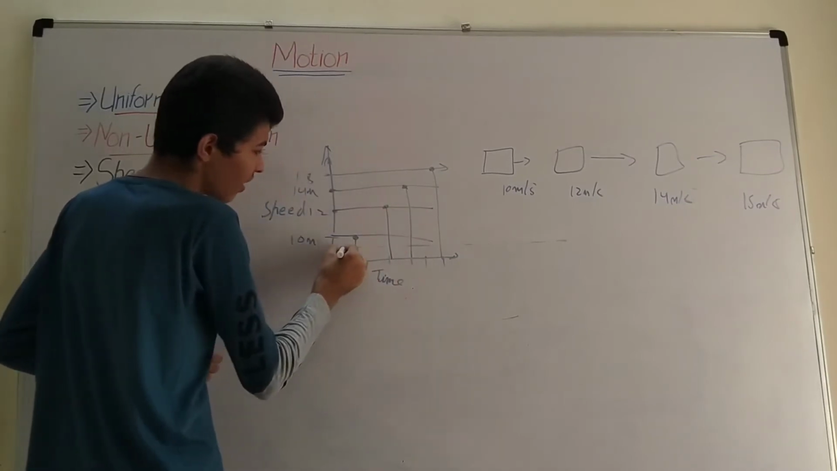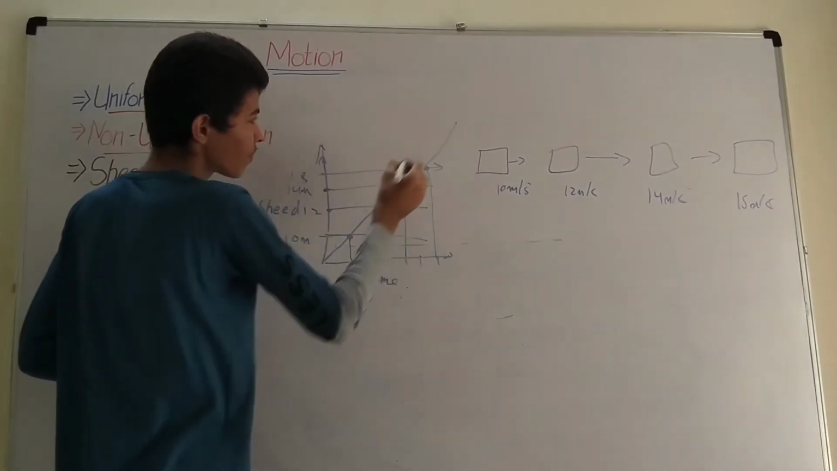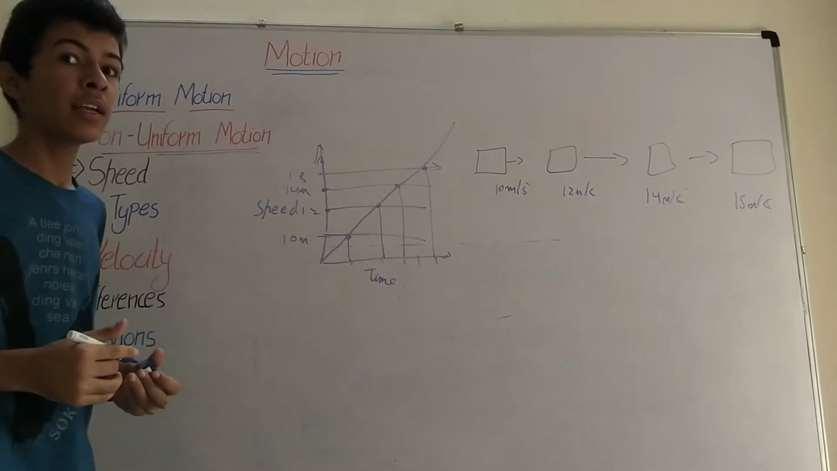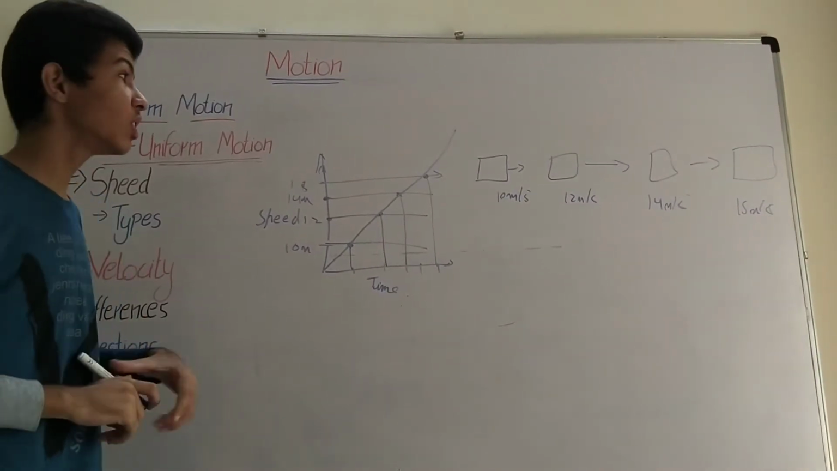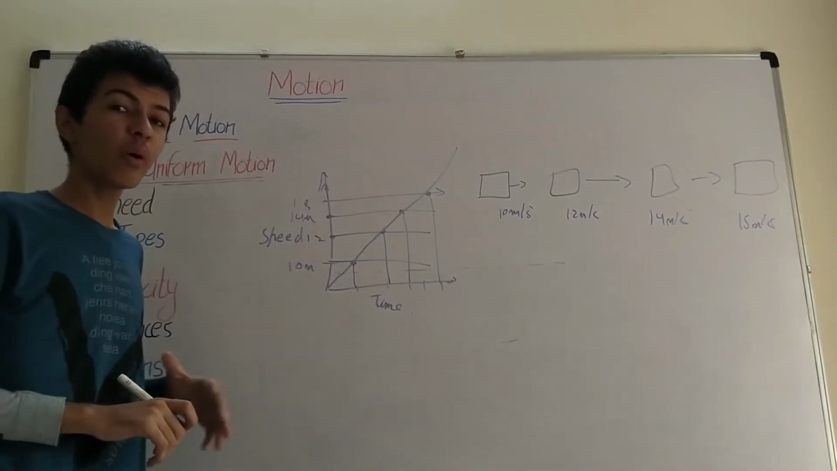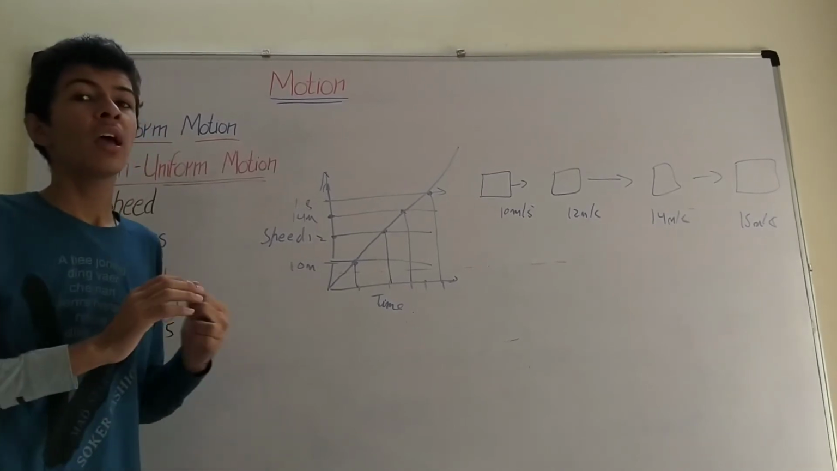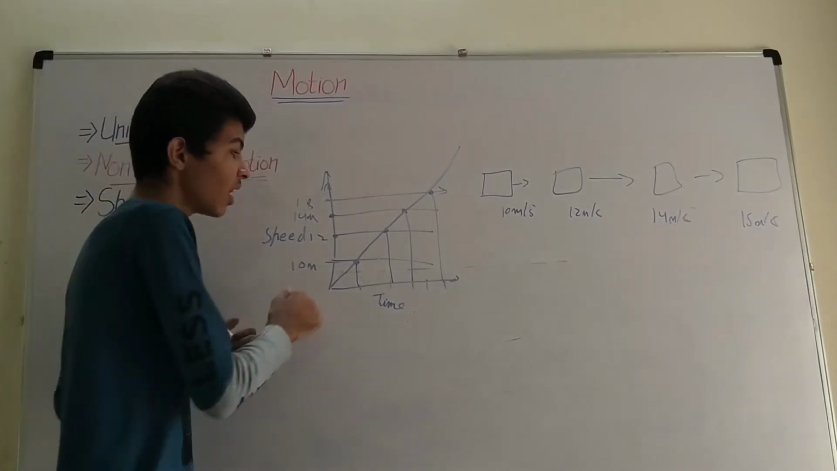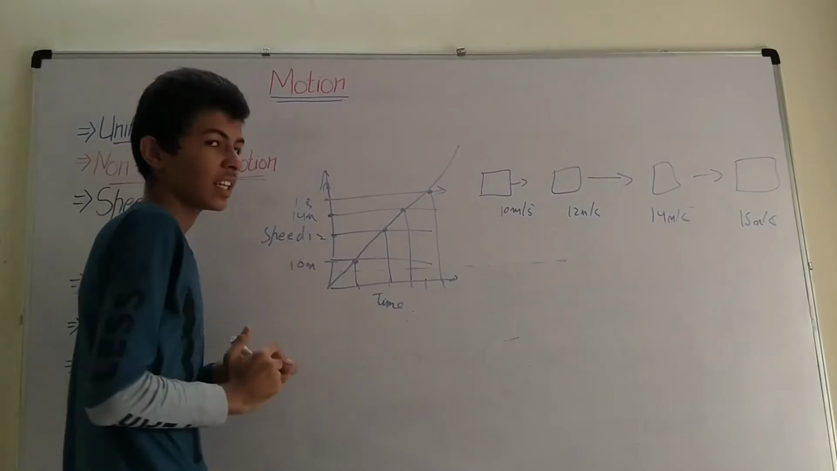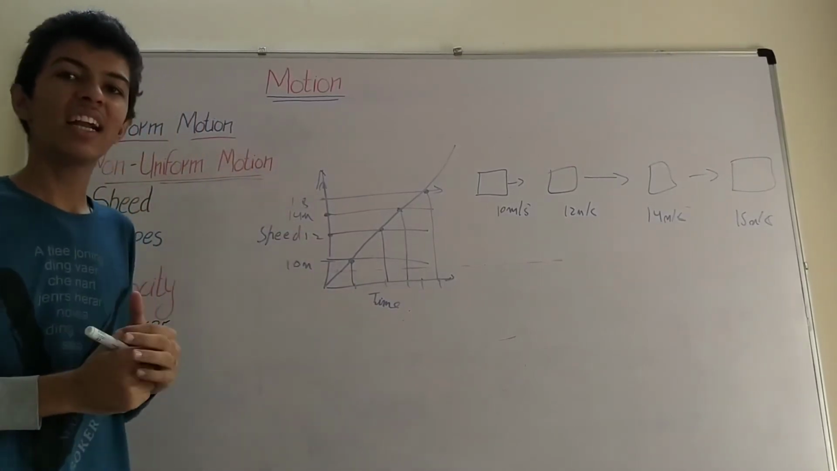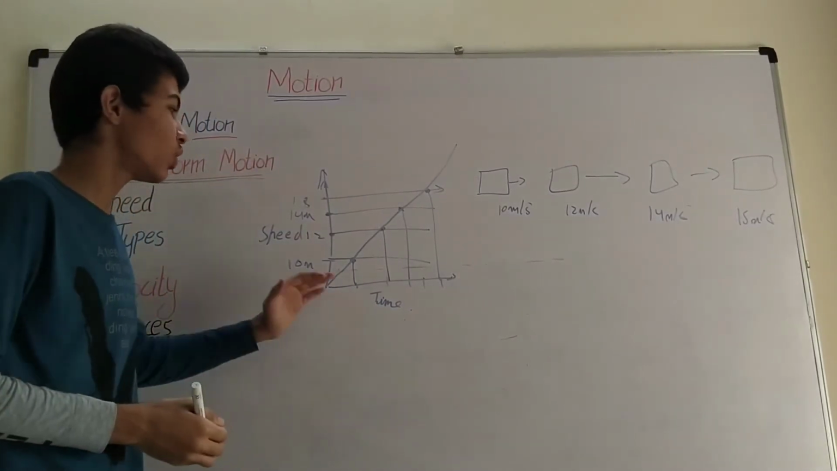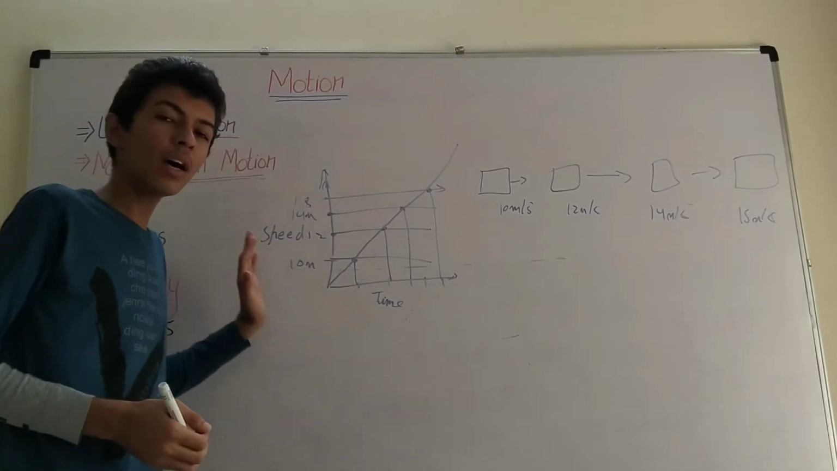So now the line would look like this. This is a straight line, but it is not a uniform motion, it is a non-uniform motion, because the speed is changing. That means there would be a change in the y-axis, and we do not want a change in the y-axis, so it would be non-uniform motion.